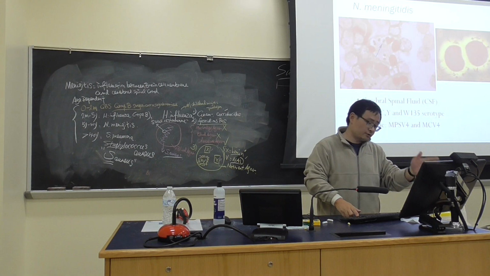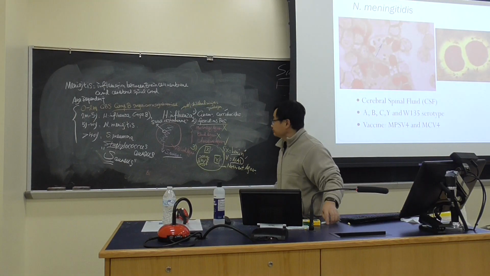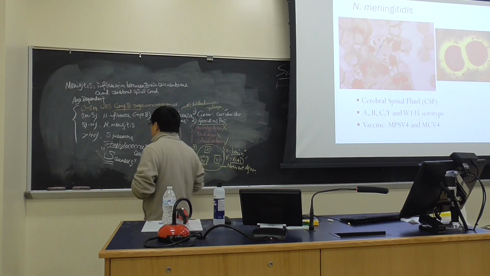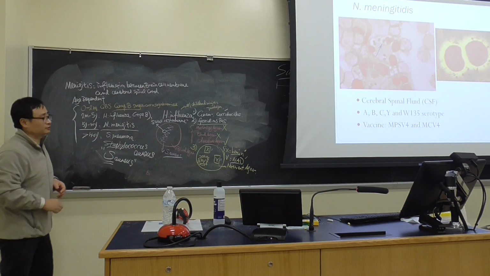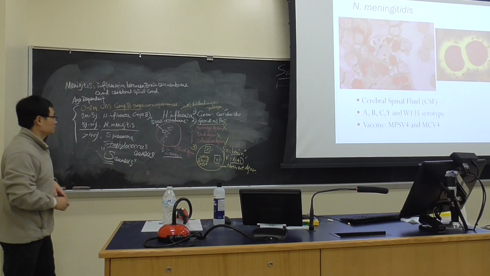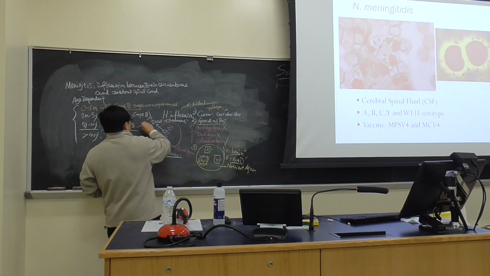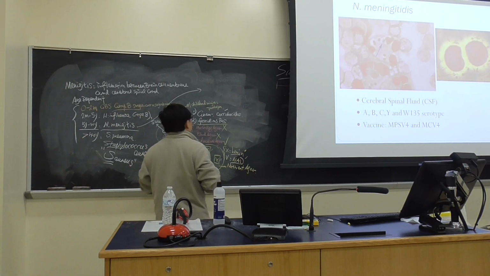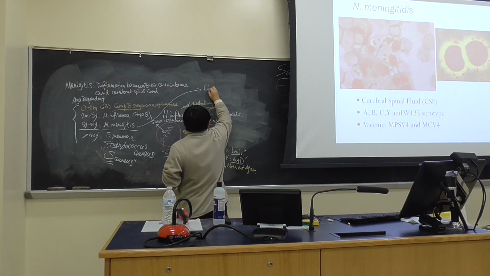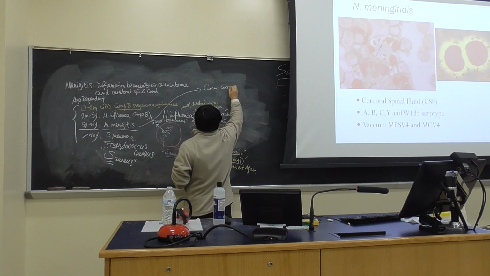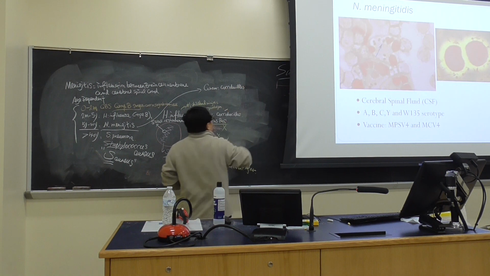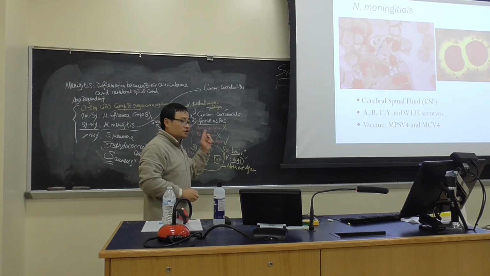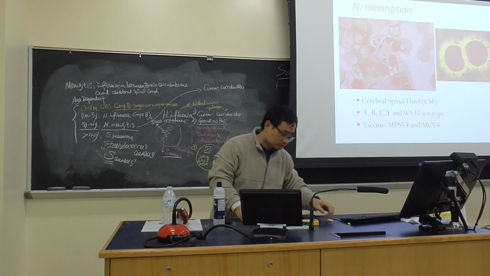Okay, Neisseria meningitidis we want to mention. So the risk group is 5 to 40 years old. What is Neisseria meningitidis? The characteristic: this is a gram-negative coccobacillus. But the morphology is very special.